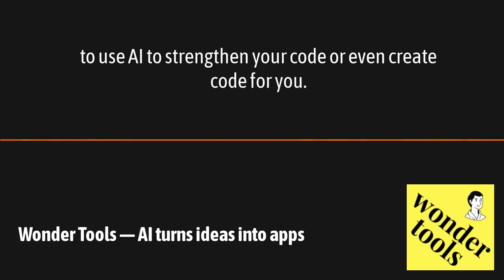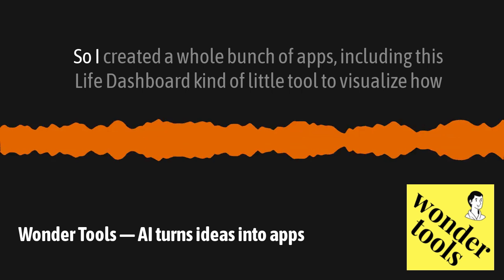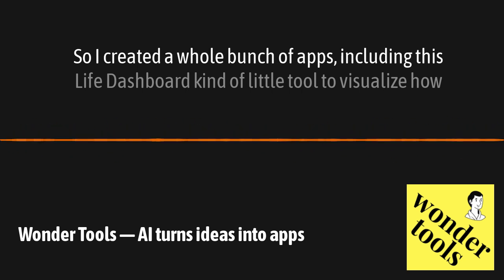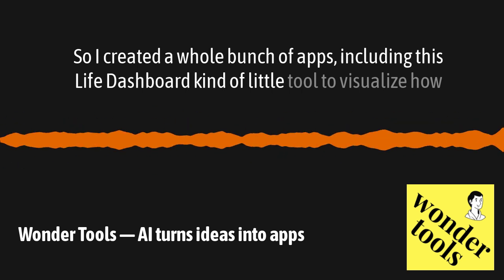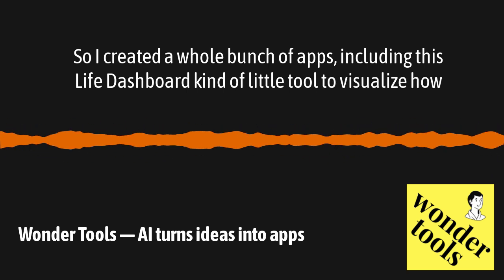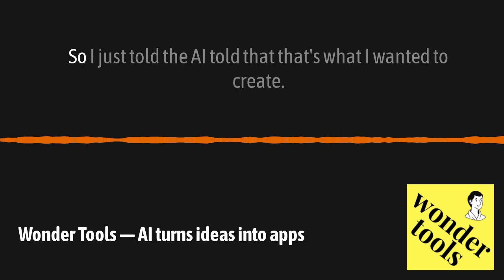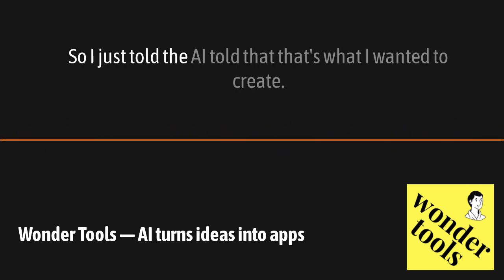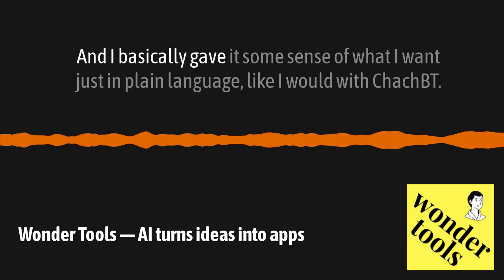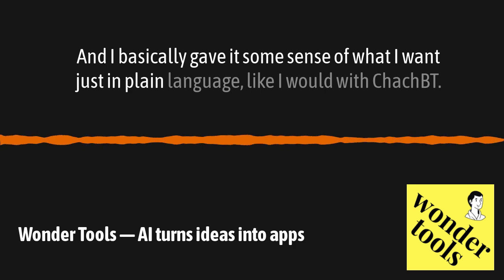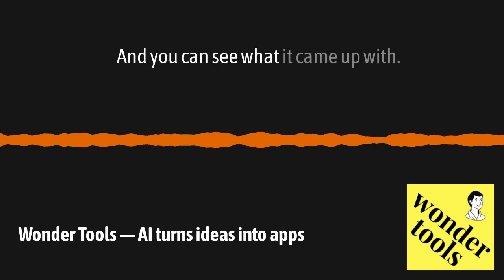create code for you. So, I created a whole bunch of apps, including this life dashboard kind of little tool to visualize how much time I have left in life and how many books I'll be able to read and movies and concerts I'll be able to go to. So I just told the AI tool that that's what I wanted to create. And I basically gave it some sense of what I want just in plain language, like I would with ChatGPT, and you can see what it came up with.